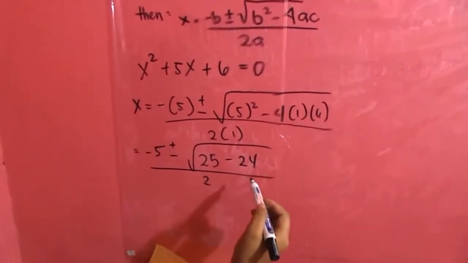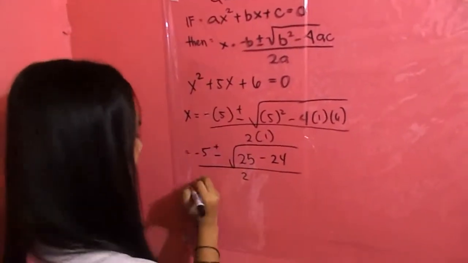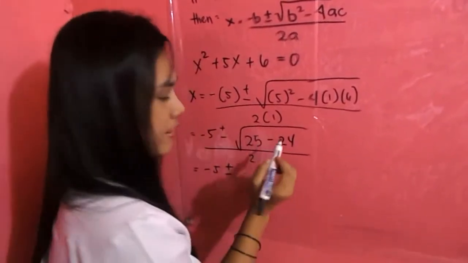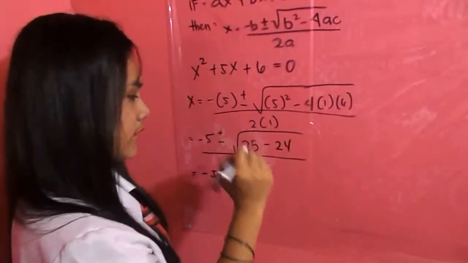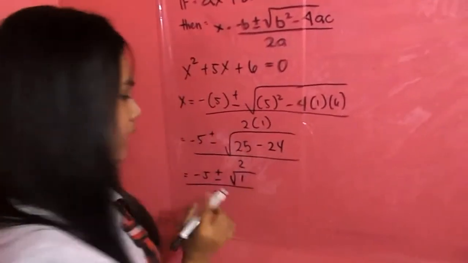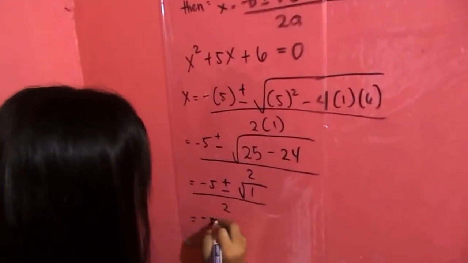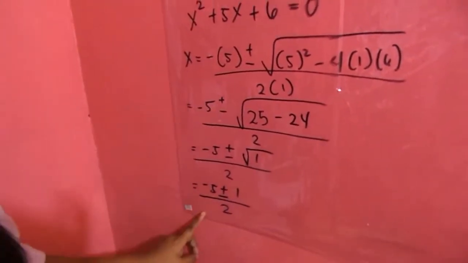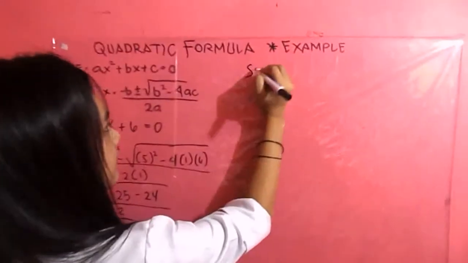Subtract the numbers inside the square root. So 25 minus 24 equals the square root of 1, over 2. The square root of 1 is equal to 1. So x equals negative 5, positive or negative 1, over 2. To solve it separately, we can solve first for the positive.